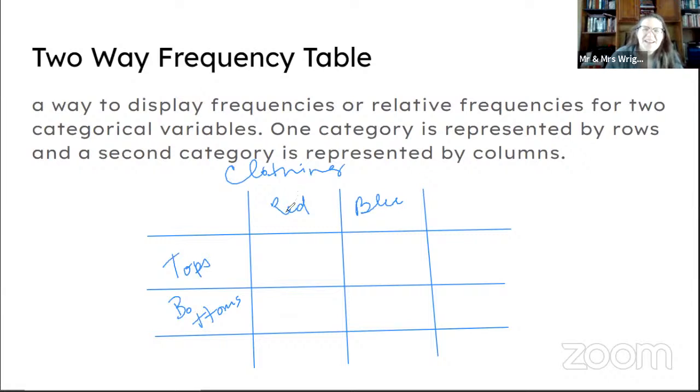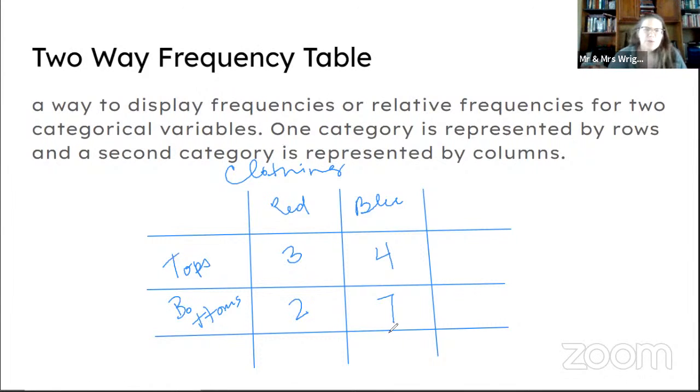All right. So if you have a red shirt, it would go in the top section. If you have red pants, they'd go in the bottom section. Same with blue, okay? And so you'd count up all your clothing that you have and say you have 3 red tops and 4 blue tops. You have 2 red bottoms and 7 blue bottoms, okay? So this is all the clothing you own. You only dress in red and blue. And so this is a two-way frequency table.